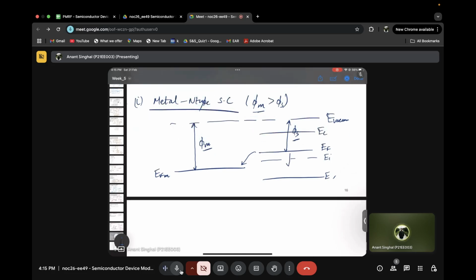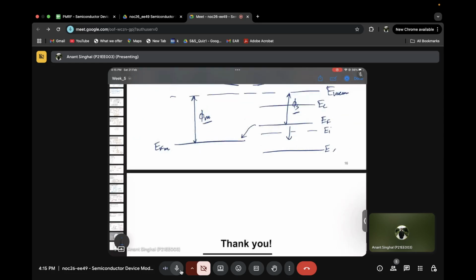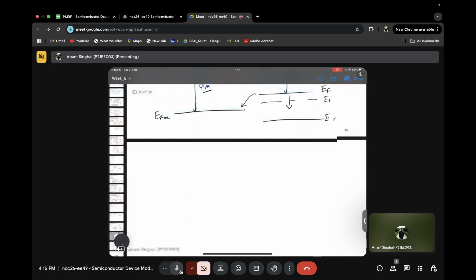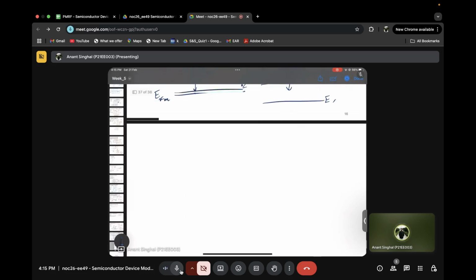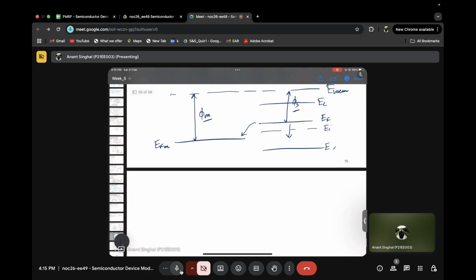So what will happen? This will go down, right? Okay, let me add one more page. So if I try to make it, what will happen? The EF will align since I have not applied any voltage, and at the junction we'll have something like this, right? So you'll see that there is a huge barrier here, sorry.